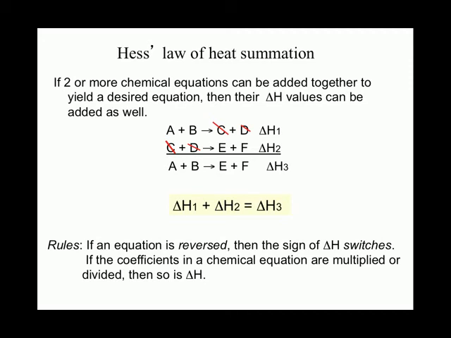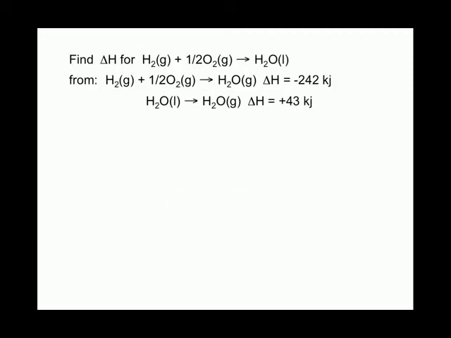Let's take a look at a couple of examples. So here we go. We're asked to find delta H for this particular equation up here by using these two equations. So we have to manipulate them somehow and add them together so they'll add up to this. So how do we know how to manipulate them? Well, let me show you. First of all, we want to have H2 gas and half O2 gas on the left of the arrow when we're done. And in the first equation, it's already on the left. So I'm going to keep this equation just as it is. I'm going to just copy that one.